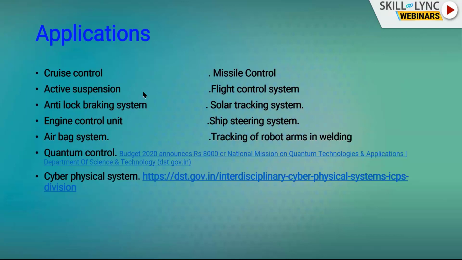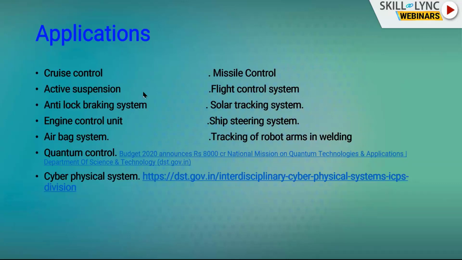And missile control, even if 1 millisecond, 1 degree angle error will lead in large errors in missile control. So it is very difficult to control missiles. Flight control system, solar tracking system, ship steering system, tracking of robot arms in welding, all these comes under applications. In quantum control now, the new area is quantum control, where we are going to control in the atomic level. India has announced a budget of rupees 8,000 crore for quantum control and cyber physical system.